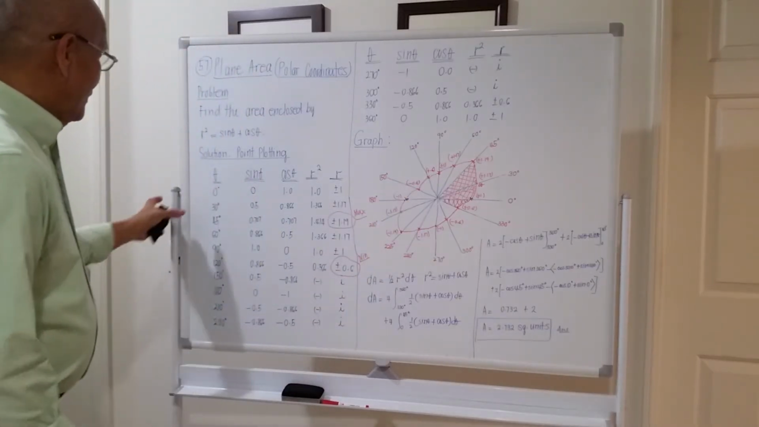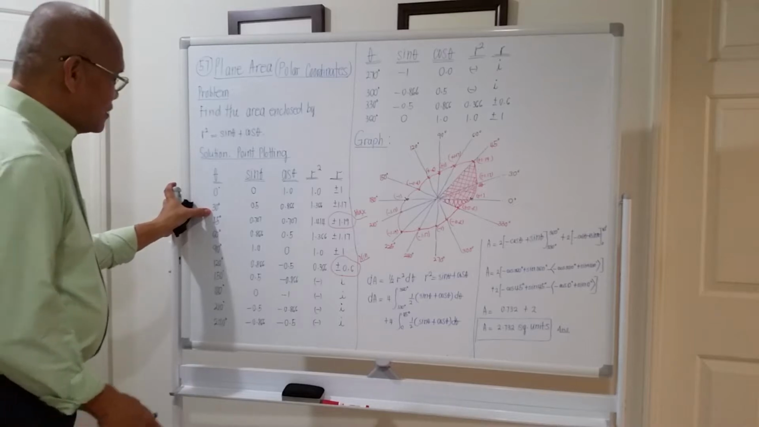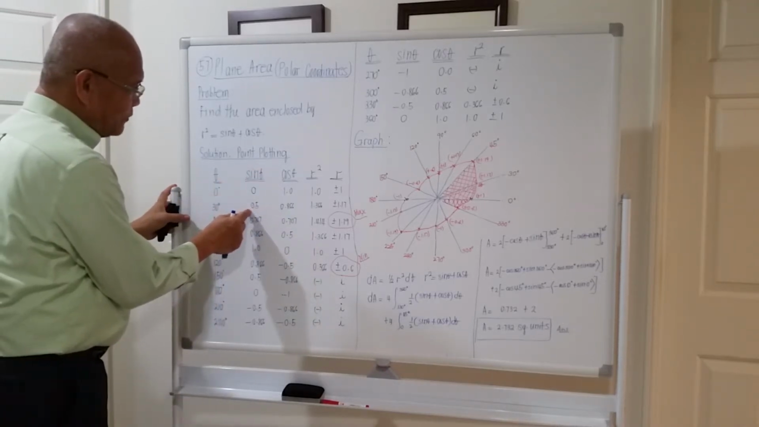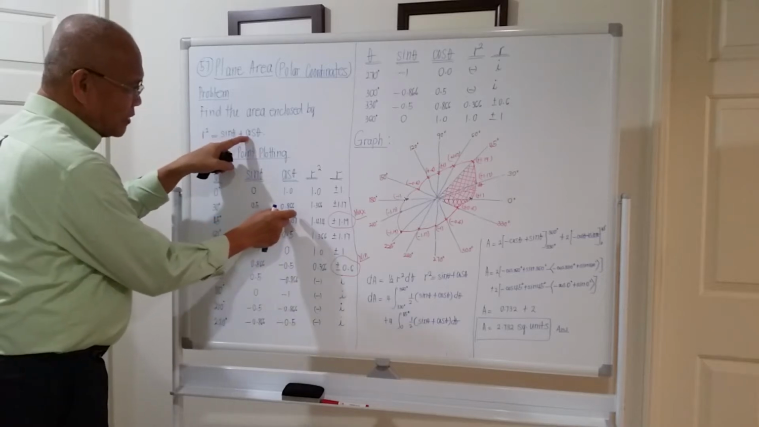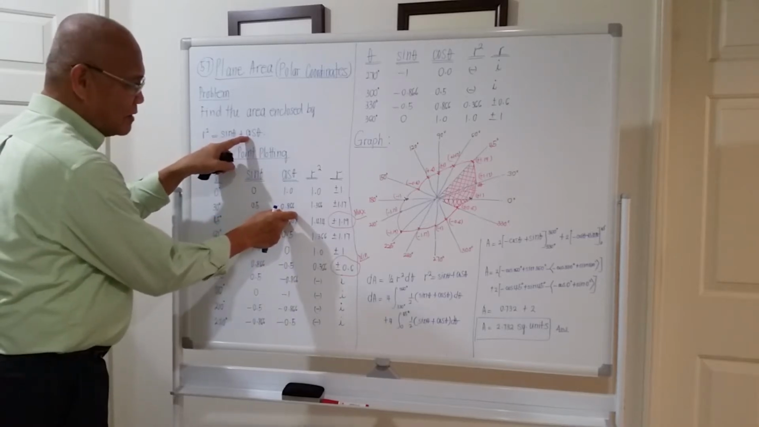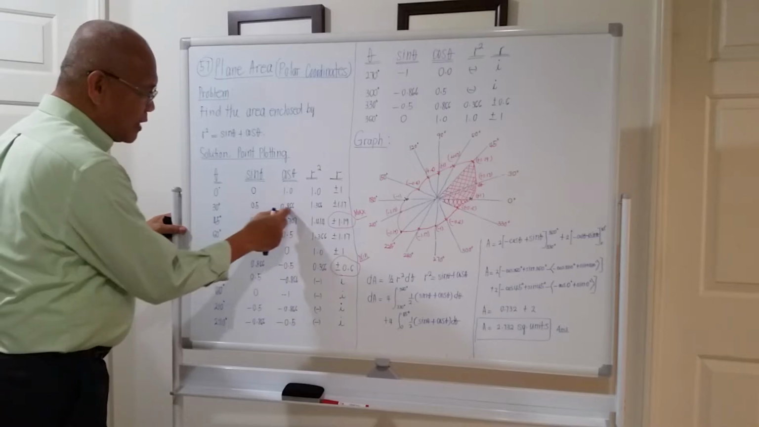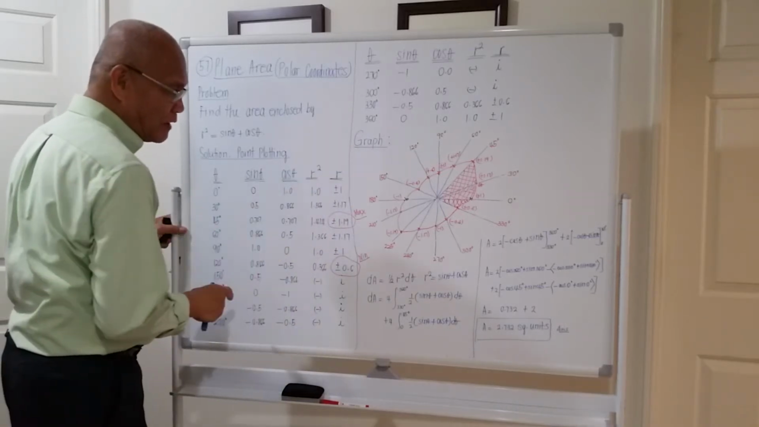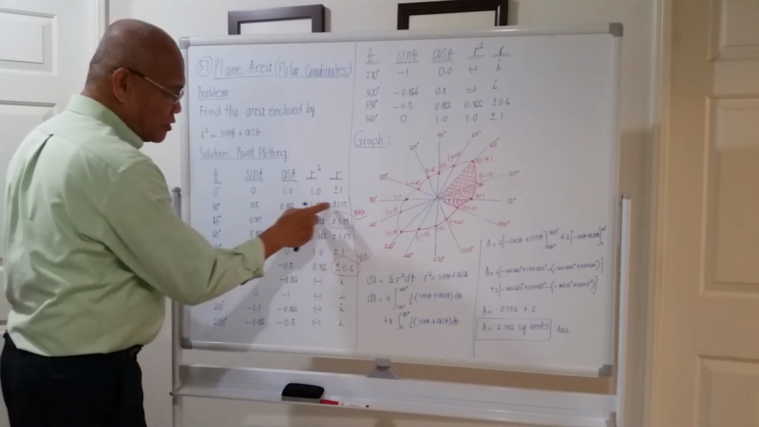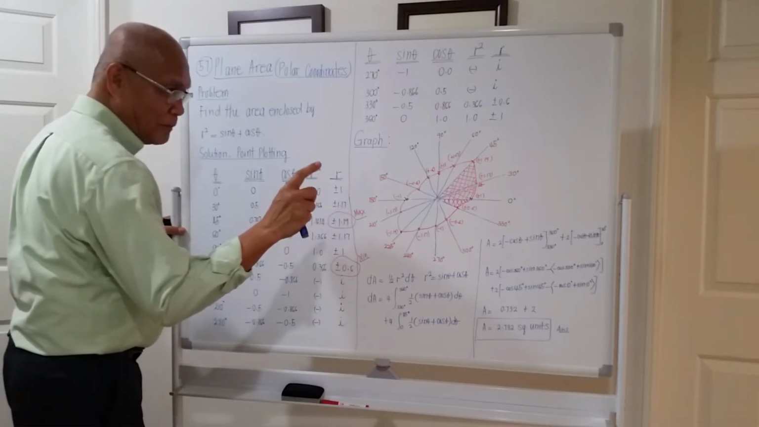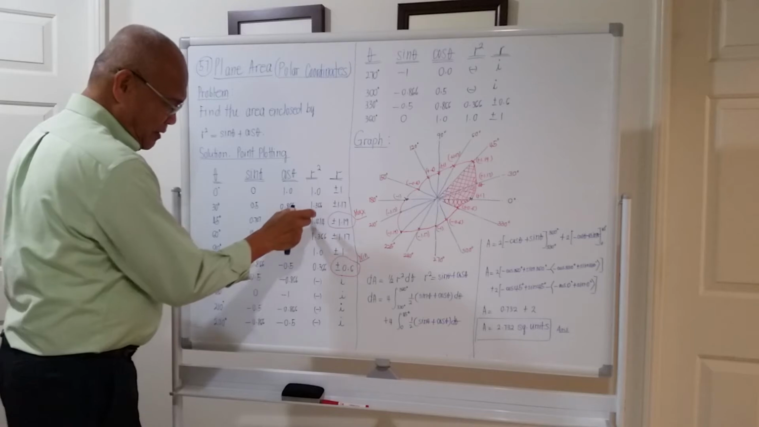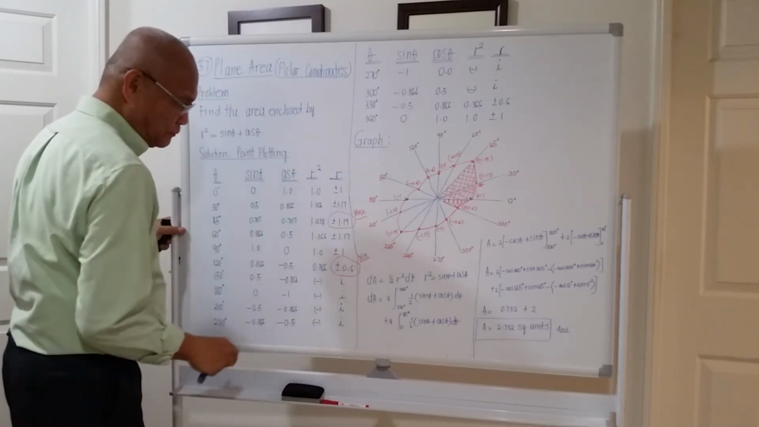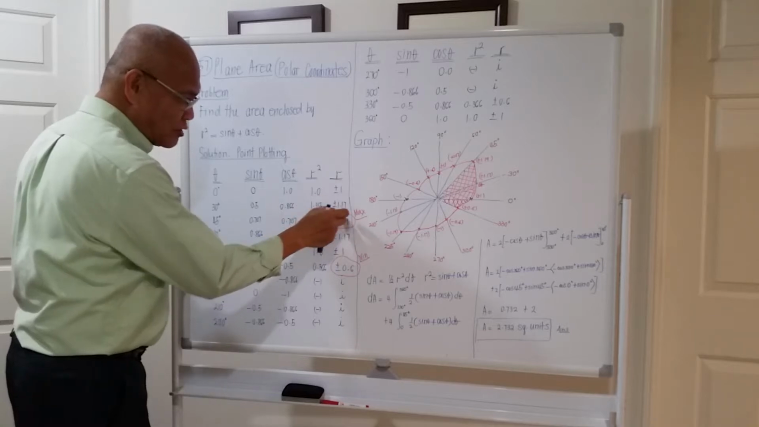Okay? When theta is 30 degrees, sine of 30 degrees will be 0.5. Cosine of 30 degrees will be 0.866. If we add up this one, it is 1.366. It is a positive real number. So if we take the square root, it should be a plus and minus value. The square root of 1.366, positive real number, is plus or minus 1.17.